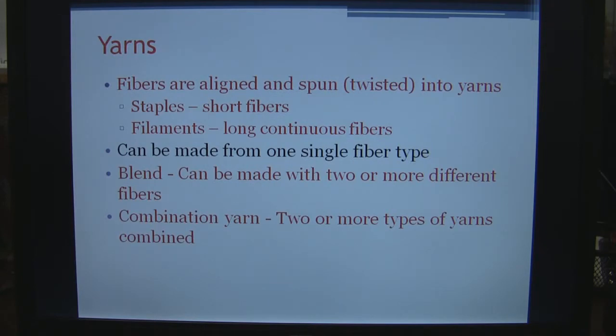Yarns are fibers that are aligned and spun and twisted. One type of fiber is a short fiber, and that's called a staple. A long fiber is called a filament. Yarns can be made from one single fiber type, and they can also be blended, which is two or more different types of fibers woven together or spun together.